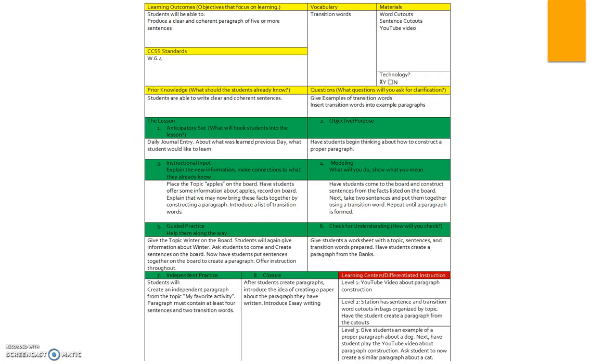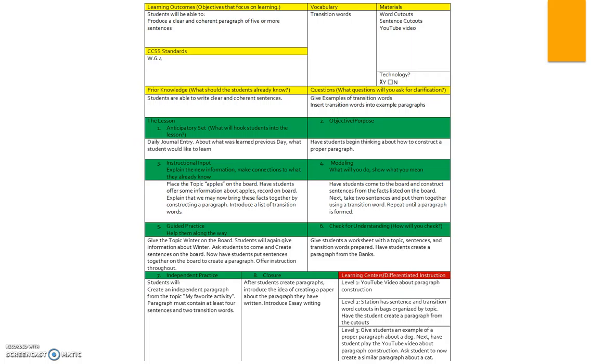Students will again give information. The students will again create sentences, and now the students will collaboratively put the sentences together to create a paragraph, while the instructor offers instruction throughout. In order to check understanding, the students will be given a worksheet with a topic, sentences, and transition words prepared. The students will create a paragraph from the word bank.